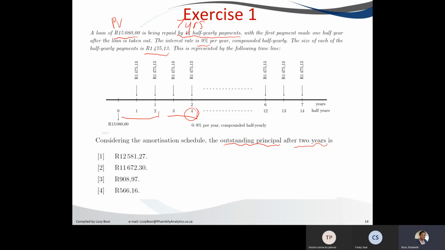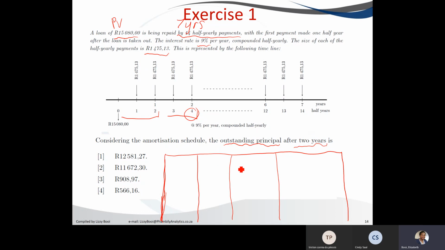So what we need to do is draw up an amortization schedule. This is easy because it was an assignment. They do it in this way, but in the exam, they will not do it in this way because it takes up a lot of time. So it means you will draw up your amortization schedule. I hope I wrote all of them.